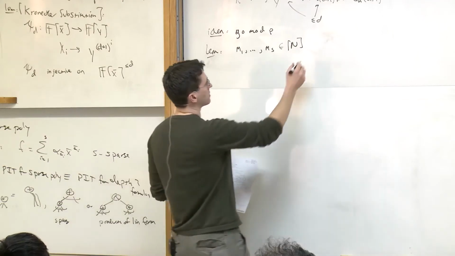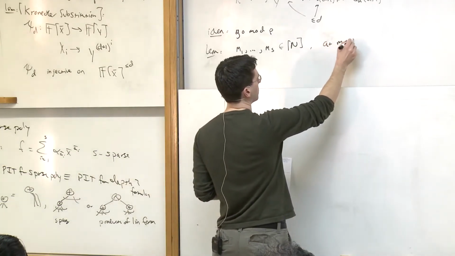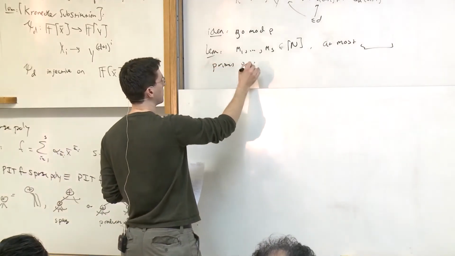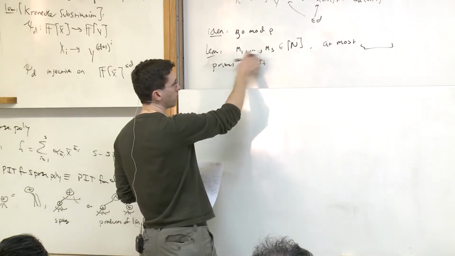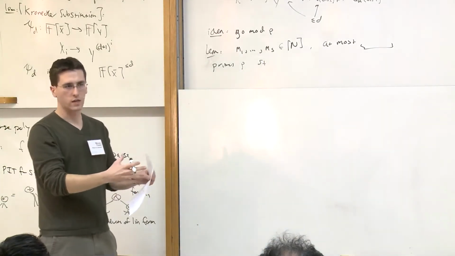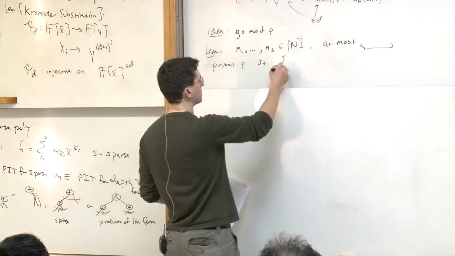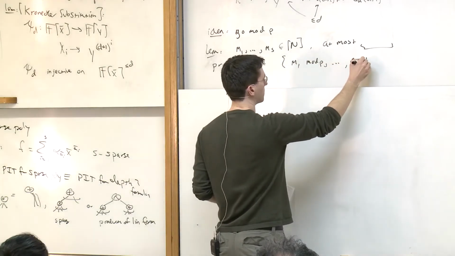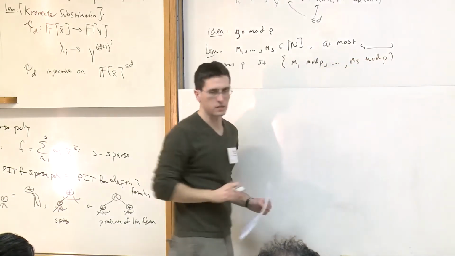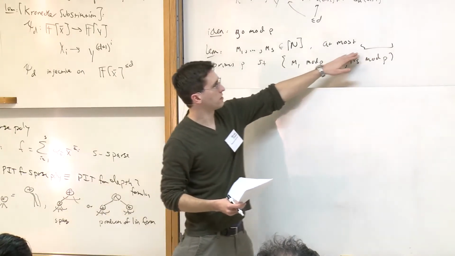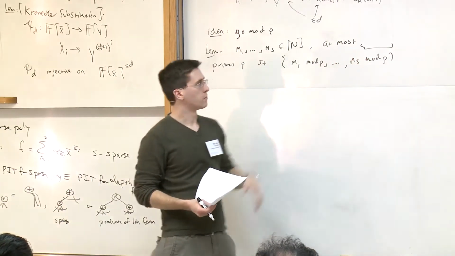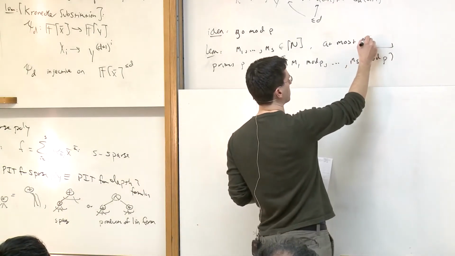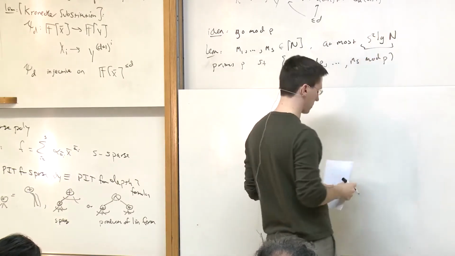What I want to say is that there are at most some number, which I'll leave blank for now, primes p such that, if you take all of these things and go mod p, they are distinct. So look at this set, or multi-set, m1 mod p up to ms mod p. I want this set to be distinct. Some primes are going to be bad, but I want to say that most of them are good, and the number of bad ones is at most s squared log N.